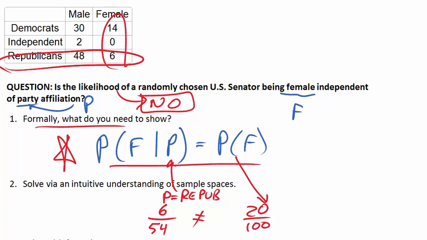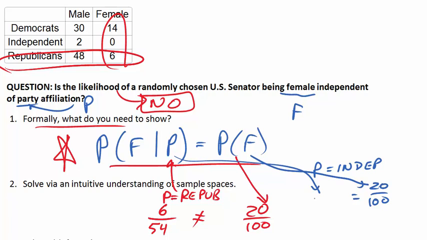Now, just in case you think I'm picking on one party over another, what if P meant independent? Well, I know the probability of being female is 20 out of 100. In general, that satisfies the first piece. What is the probability of being female given that particular party, independent? Well, as an intuitive restriction on the sample space, I'm now dealing with the middle row. So the probability of being female given that I am independent, well, that's 0 out of those two possibilities. This clearly is not equal.